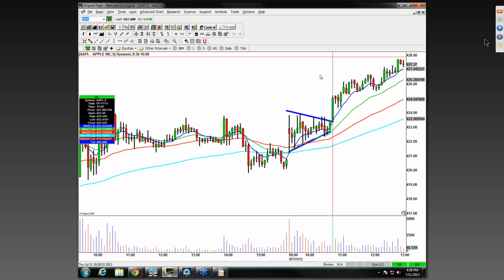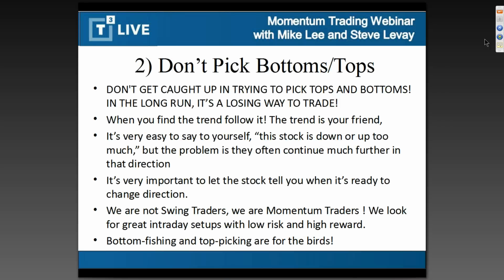We are not swing traders. We are momentum traders. We look for great intraday setups with low risk and high reward. If you guys are going to print this out, or if you have this anywhere, that's something you want to write down. This is the most important thing right here. We are not swing traders. We look for great intraday setups with low risk. I would highlight that, and high reward. To me, that is one of the most important things you should take out of this webinar today.